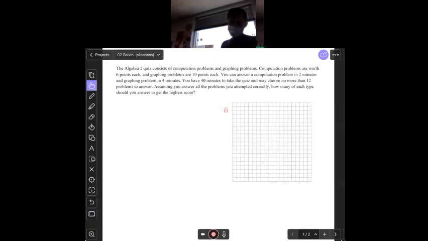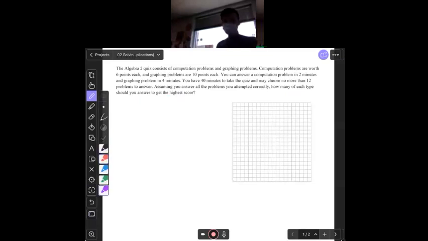So always, the first thing I want to do is just read through the problem, get a sense of it, see what's going on. An Algebra 2 quiz consists of computation problems and graphing problems. Computation problems are worth 6 points each. Graphing problems are worth 10 points each. You can answer a computation problem in 2 minutes and a graphing problem in 4 minutes. You have 40 minutes to take the quiz, and you may choose no more than 12 problems to answer. Assuming we answer all the problems correctly, how many of each type should we answer to get the highest score?